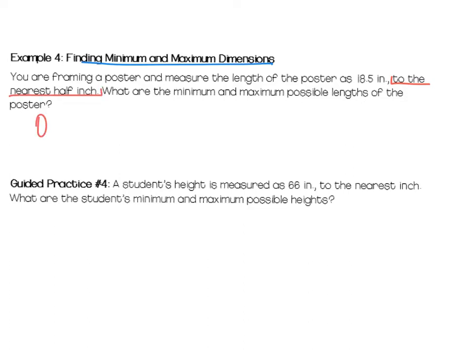What you want to do is take your error and halve it. 0.5 divided by 2, you get 0.25. That's your greatest possible error in either direction.